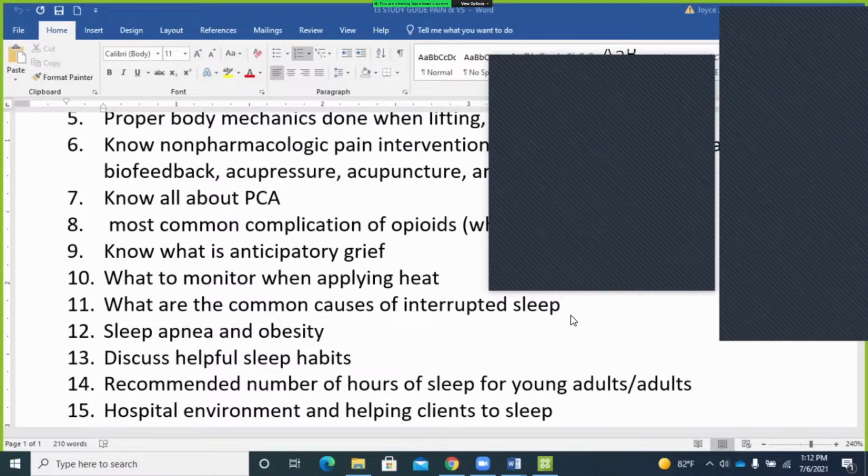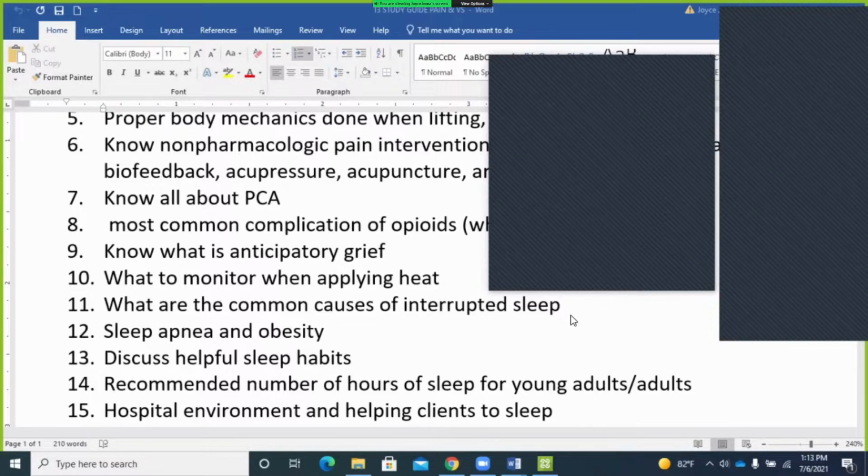So television, no. Any environmental stimuli at bedtime is a no-no. Music, how about music? What did they say about music? No music. No music, because it will keep you awake. Okay? So the obese, you can advise them to lose weight.